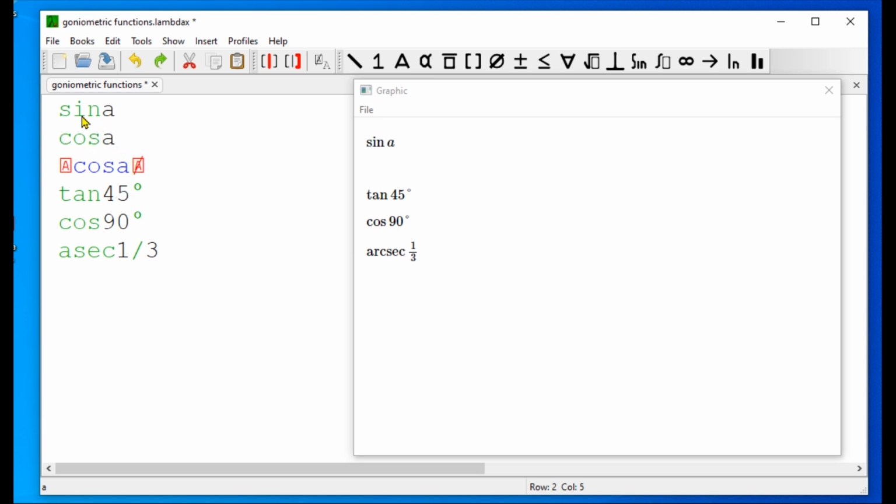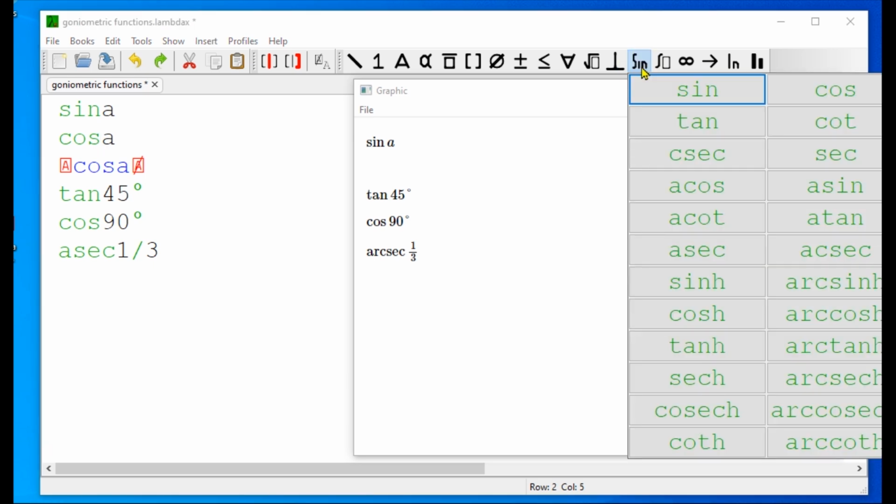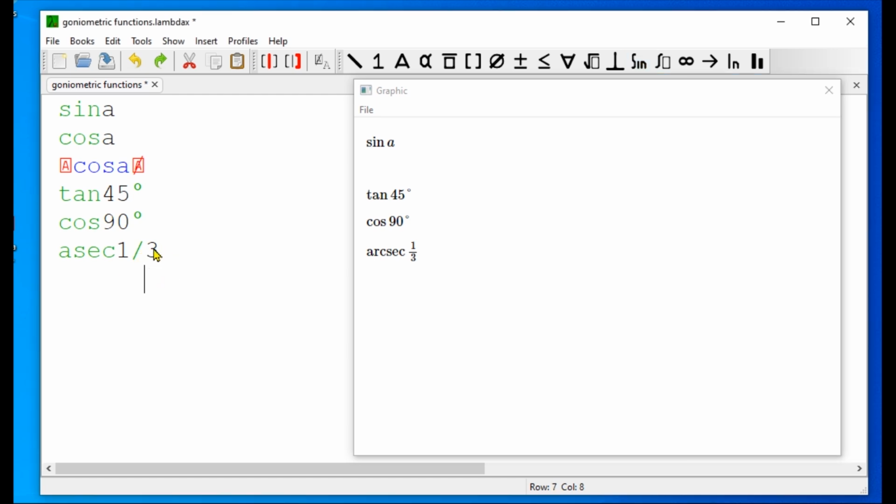Lambda recognizes all the main goniometric functions, both the direct and the inverse ones, for example the arc sine, the arc secant, and so on. The list can be found in the goniometric functions menu. All functions should be written with the abbreviation as it is done in black. There are no open and close elements, so they will all be green elements.